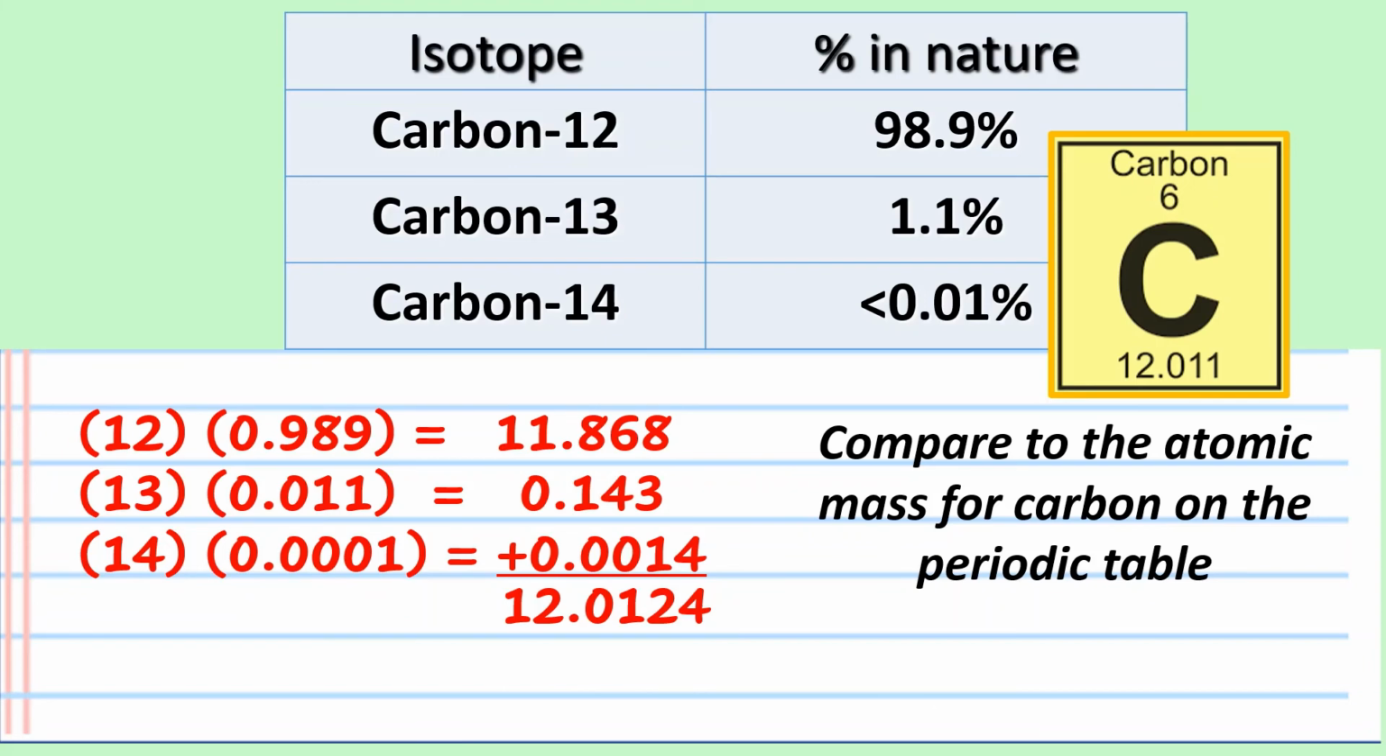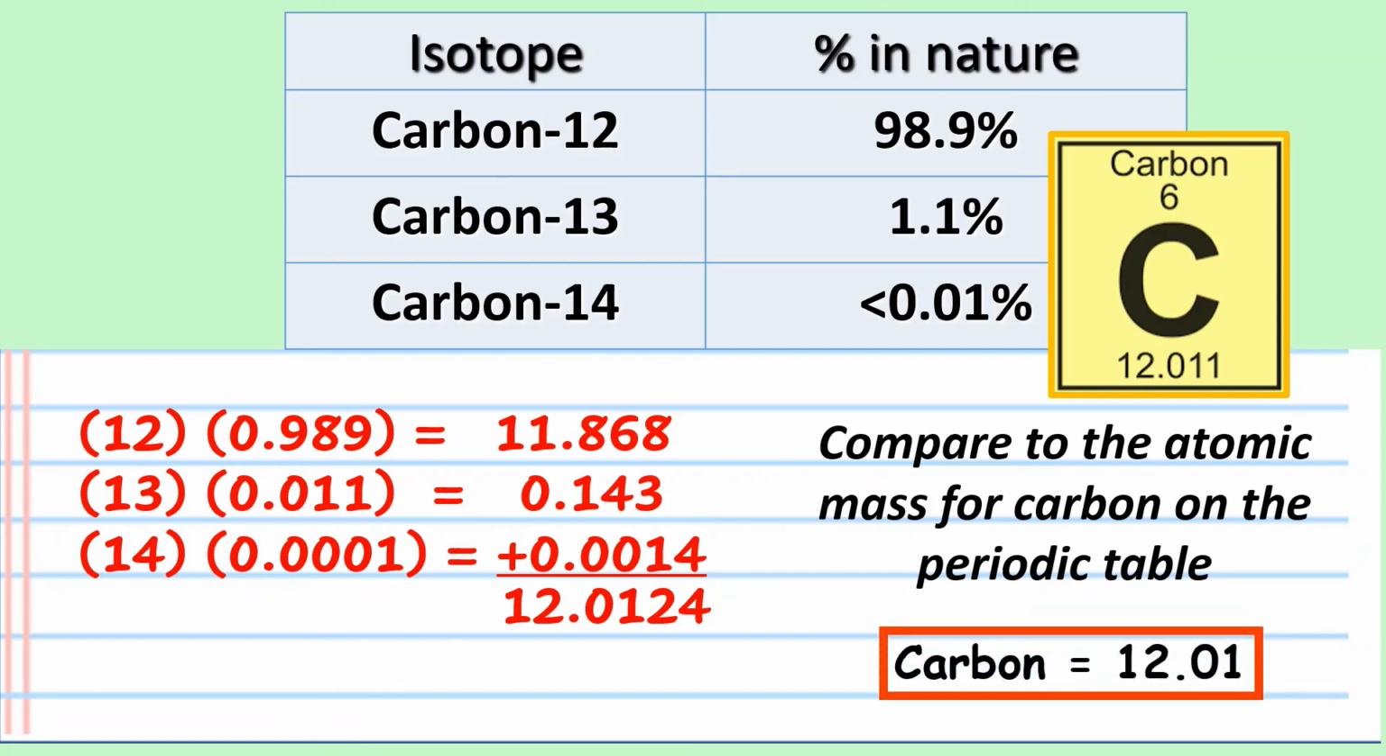In this case, you'll notice they are not identical. That's because the actual abundance of carbon-14 in nature is less than 0.01%, but the table didn't tell us how much less. Using 0.01% in our calculation will cause our answer to be a bit higher than it really is in nature. But rounding both to the hundredths place results in the same value, 12.01 AMU.